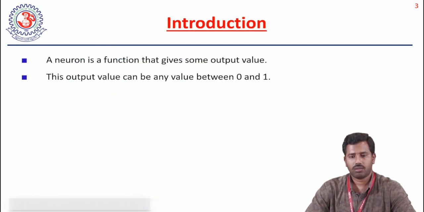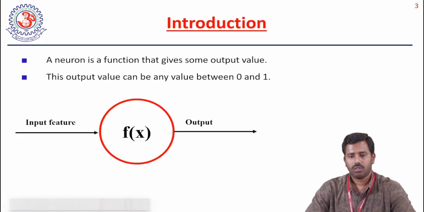So let us discuss what a neuron is. A neuron is a function that gives some output value. This output value is usually very small, in between 0 and 1. Here I'm going to show you a simple single neuron which accepts an input feature and produces an output after processing it. If you observe here, this neuron is going to have a function. Technically, we call it an activation function, which decides whether to activate a neuron or not, to send the signal to the output layer or to the coming hidden layers.